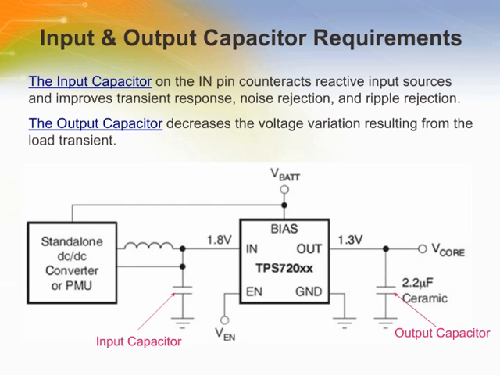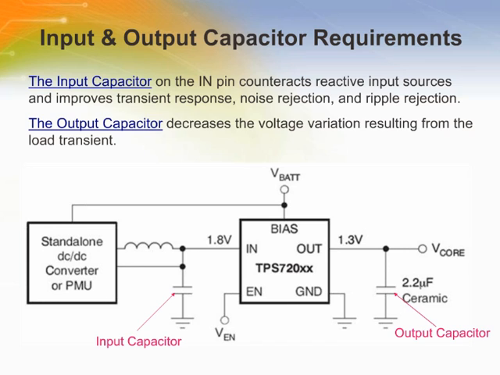Although an input capacitor is not required for stability on the N pin, it is good analog design practice to connect a 0.1 microfarad to 1.0 microfarad low equivalent series resistance capacitor across the N pin and the input supply near the regulator. This capacitor counteracts reactive input sources and improves transient response, noise rejection, and ripple rejection.